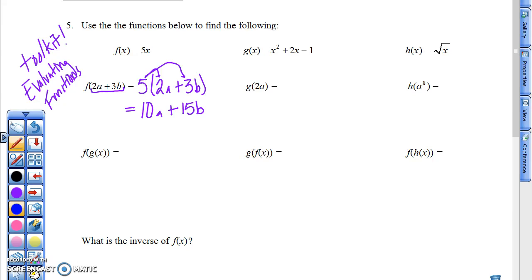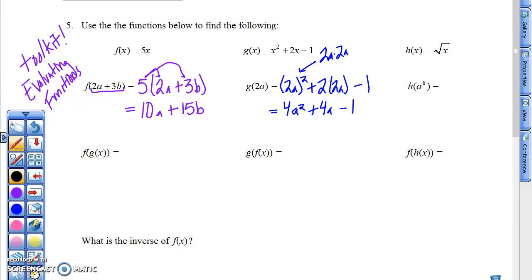Substituting 2a in for my g function, again in for the input of x, so 2a squared plus 2 times 2a minus 1. 2a squared literally represents 2a times itself, so 2a times 2a, 2 times 2 is 4. A times a would be a squared. 2 times 2a would give me 4a, and then I would still have my minus 1. No like terms here with my a squared, a, and minus 1, so I would be done with g.